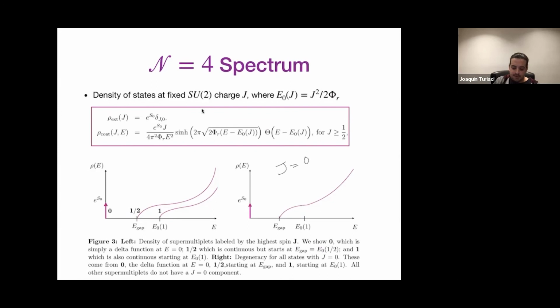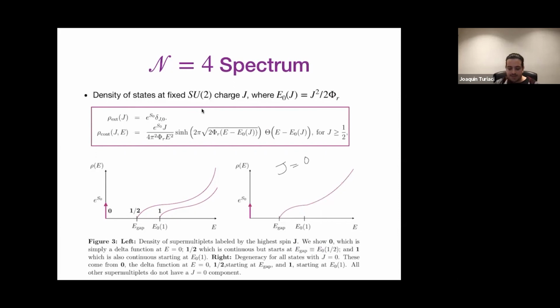And then what you have is this contribution from the extremal state. And then you have this contribution coming from the 1/2 supermultiplet. If you remember, it has a component of spin zero. And then you have another component from the supermultiplet 1 because it also has spin zero. And then all the higher supermultiplets do not have a spin zero component anymore. So that's why they don't contribute.